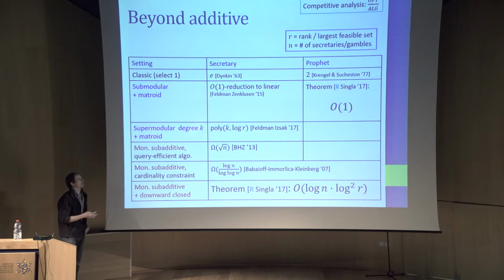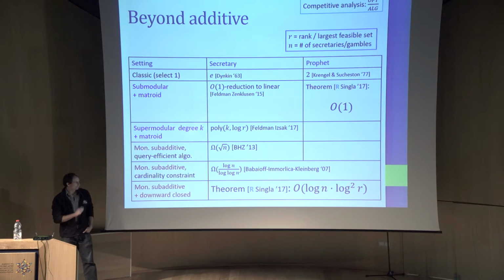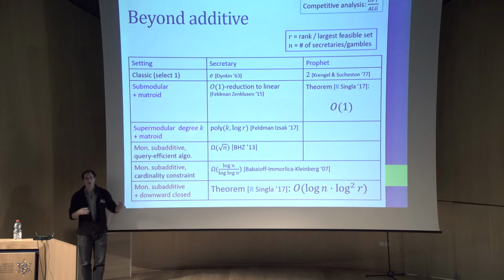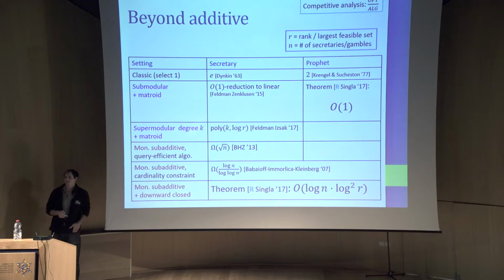And our result in the setting for the submodular profit inequality with matroid constraint, we prove a constant competitive ratio. And for the subadditive with the downward closed constraint, so the most general setting, it's incomparable to the submodular degree, but otherwise it's the most general setting that's been considered, we can get log n times log squared r. So polylog in r, and there's only the log n factor from the lower bound. Questions?